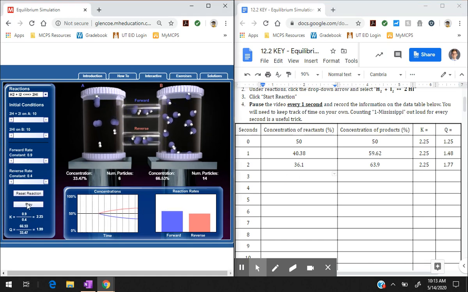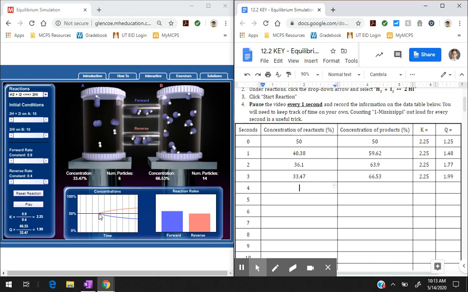1 Mississippi again. All right. Record my values. And you'll notice that the Q value is getting closer to the K value as time goes on. So let's see what continues to happen.